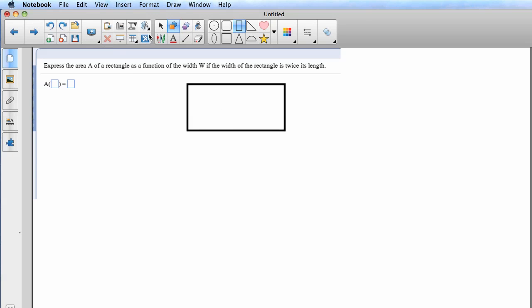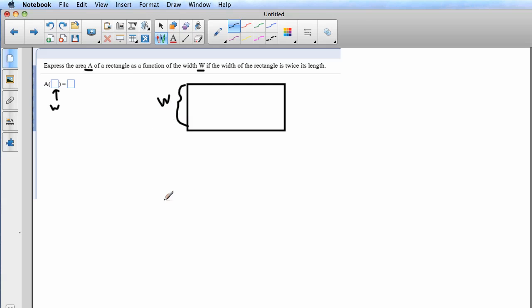Now the question then is, what are you labeling it with? Well, there's a clue in the problem that we want the area A to be expressed as a function of width. And so if we're going to write that as a function, that means that the independent variable, the input, should be width. So on our picture, we immediately know that we should label the width of the rectangle using the letter W.